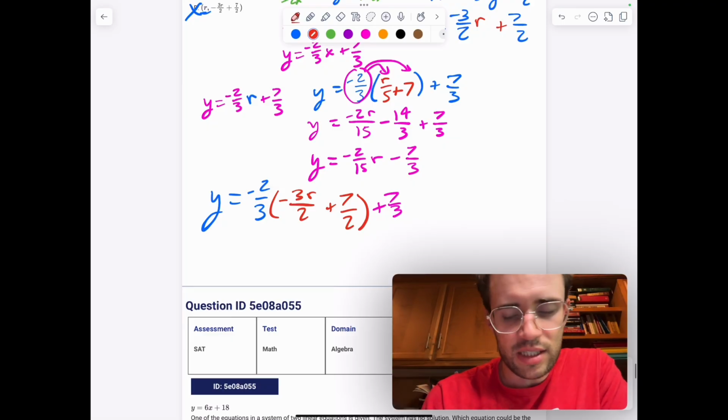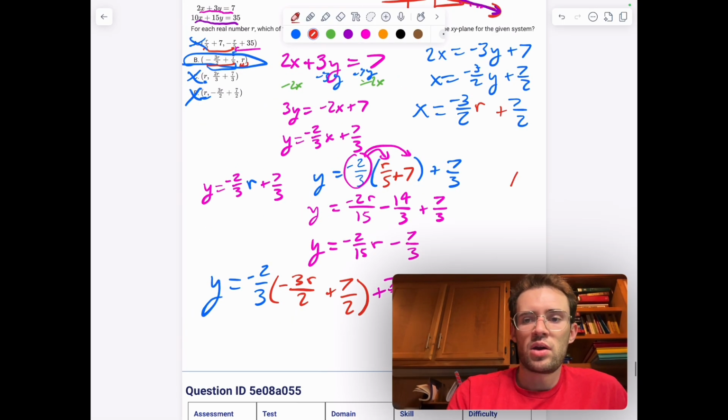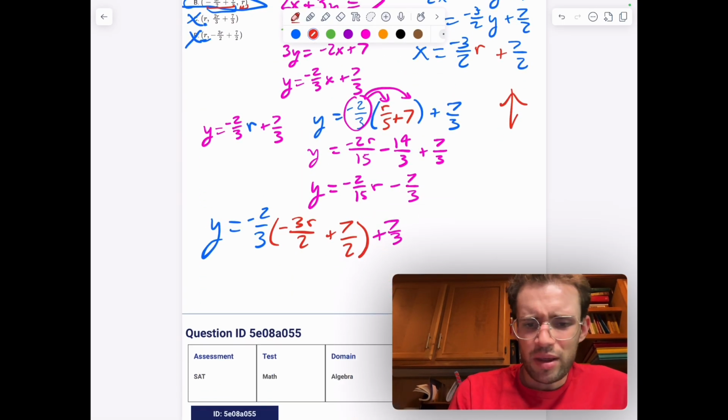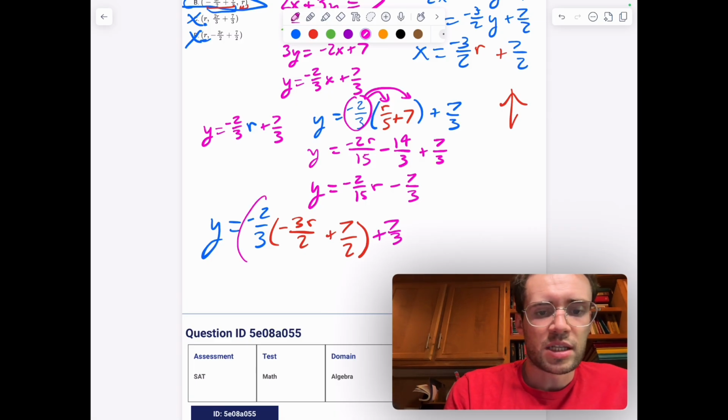All right, so I'm just showing this is a little bit more work than what we did up here, but it might be a little bit more satisfying to complete. So let's start by distributing this negative 2/3 to both of these terms in the parentheses.